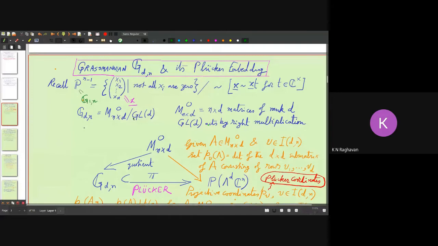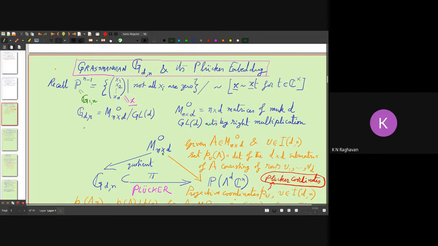Similarly, if I multiply an n cross D matrix of full rank by a GL_D matrix on the right, the span of those columns does not change. It still remains the same. So in that way, we can see that you can think of G_{D,N} as a quotient of this set of n cross D full rank matrices by GL_D on the right.